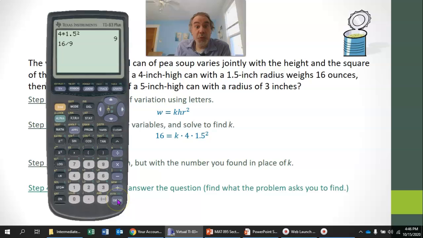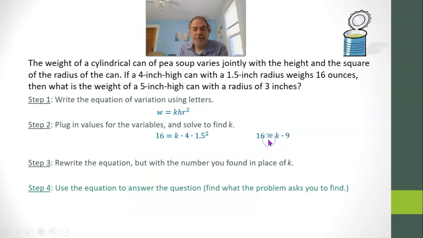Well, as a fraction, it would be 16 over 9, or as a decimal, it would be 1.7777. So we get K equals 16 over 9, or 1.77777. So that's the number we put in place for K. W equals that number, 16 ninths, times H times R squared.